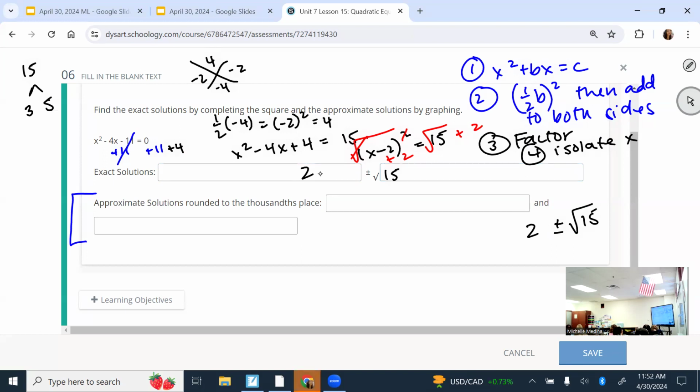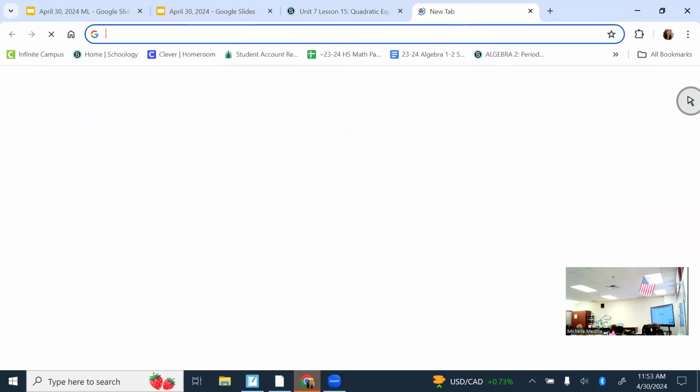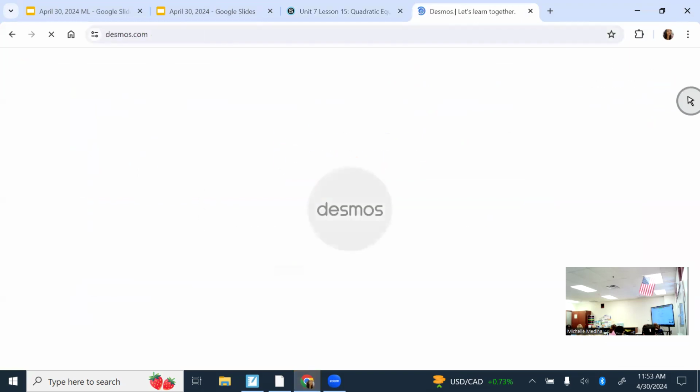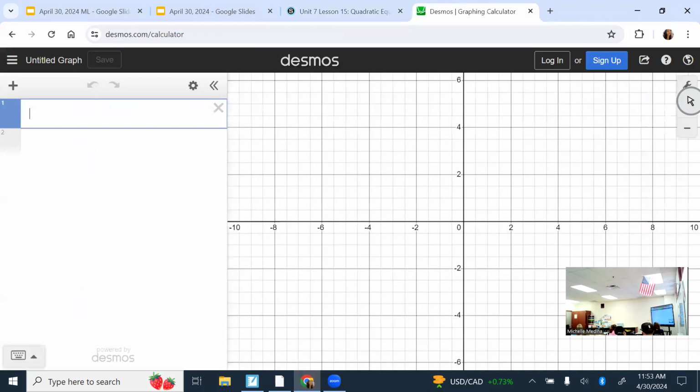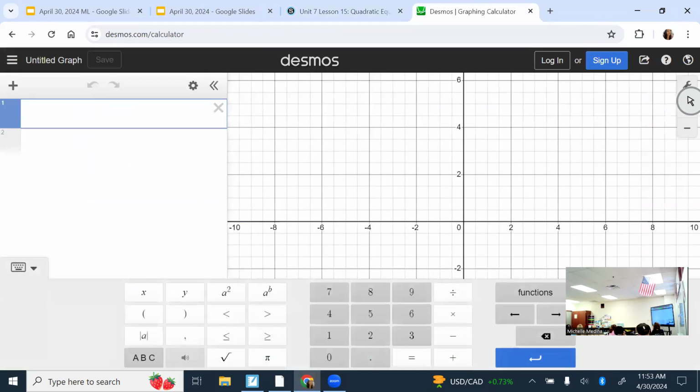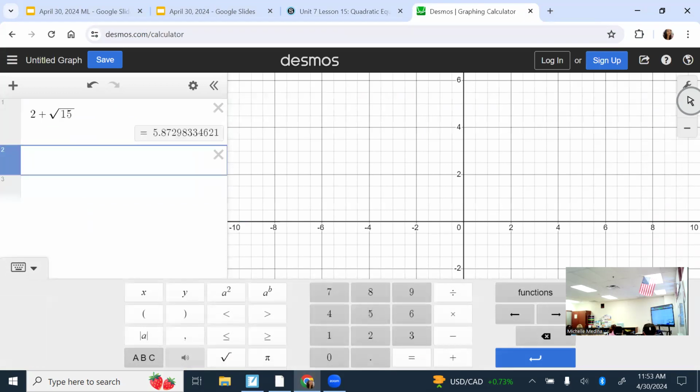And now for your approximate solutions, you put that in the calculator. So let me do that in a different one. So I have 2 plus the square root of 15, like break it up, the plus or minus, and then 2 minus the square root of 15. So those are your 2 decimal approximations.